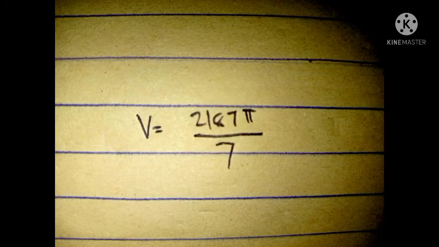So we'll get the volume, which is equal to 2187 pi over 7. And 2187 is not divisible by 7, so it just stays as it is. So that's our final answer.